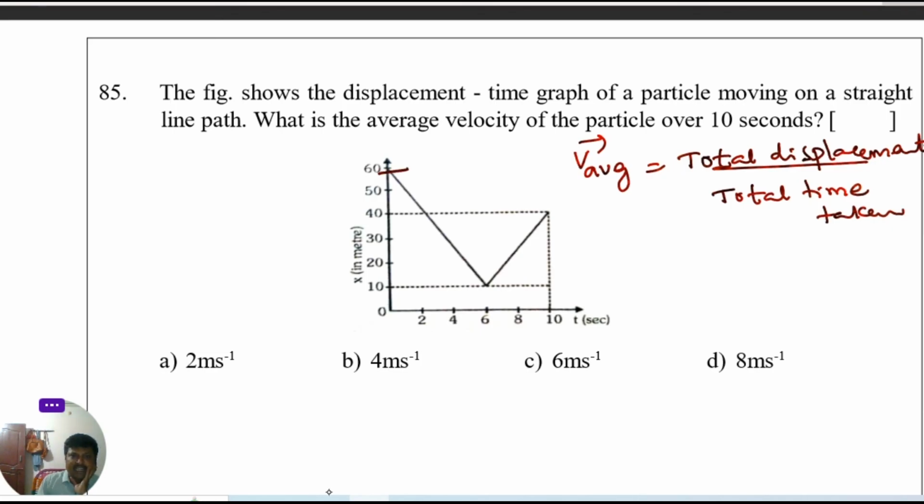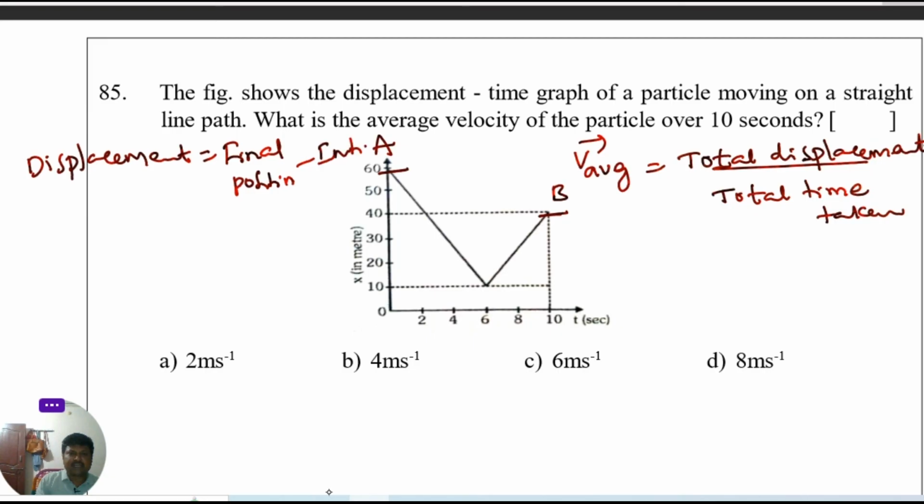So consider this is the initial position and this is the final position. So calculate displacement. Already we know very well, displacement means final position minus initial position. This is the final position, so on the y-axis 0 to 40, that is, 40 meter is the final position. Final 40 meter minus initial position, that is 60 meter, that is equal to minus 20 meter.